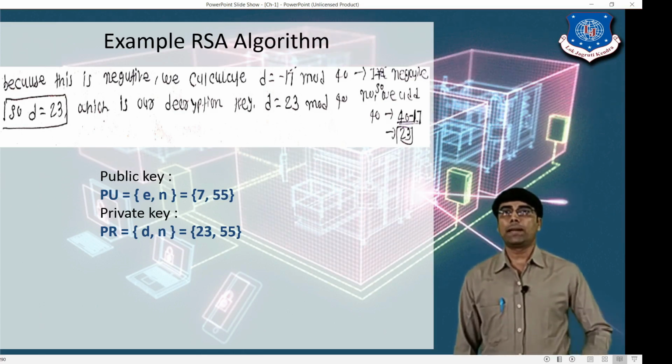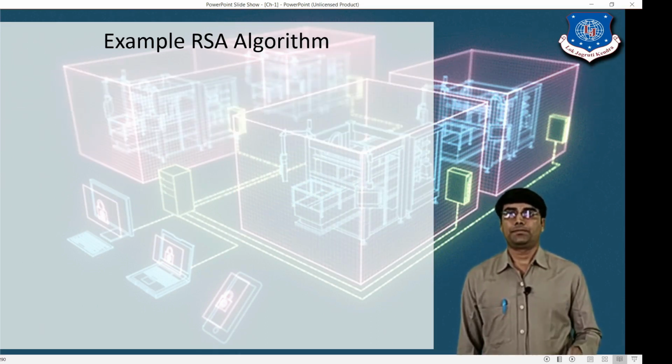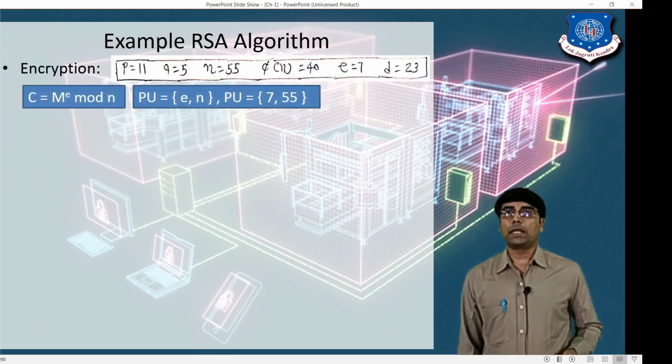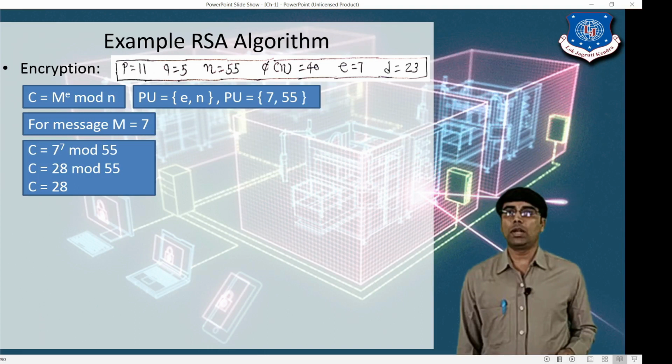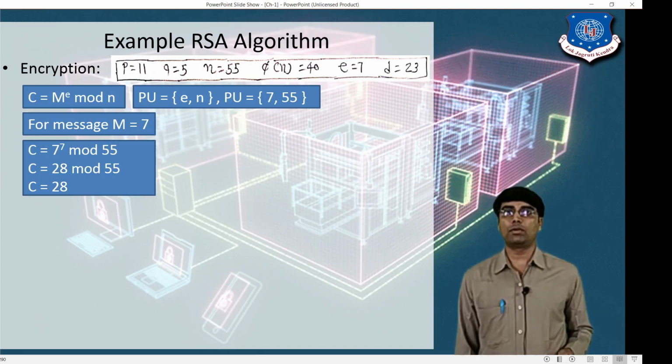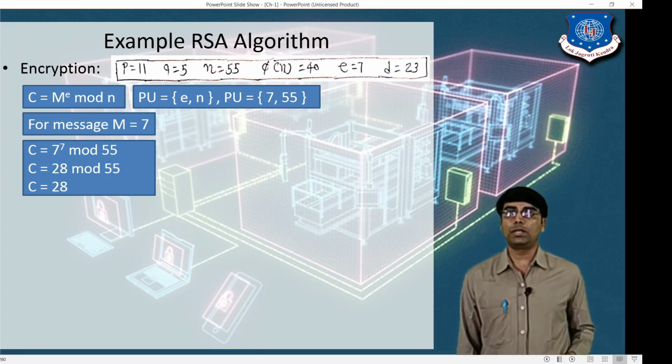Now we will encrypt the message. So now perform the encryption. The same process we will do. Here you are given P equals 11, Q equals 5, N equals 55, phi of N equals 40, E equals 7, D equals 23. Now put these values in the formula. So our message is 7. So 7 raised to 7 mod 55, where 7 is the encryption key.